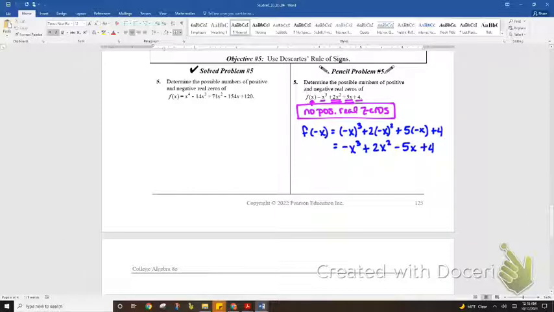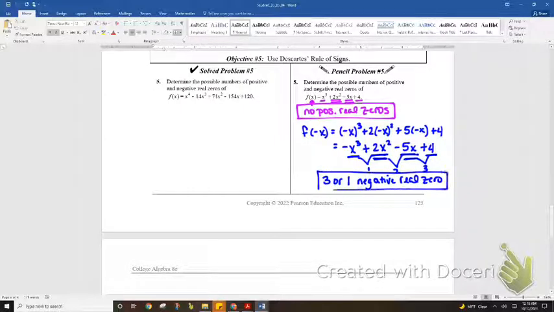Alright, now let's count the number of sign changes here. We go from a negative x cubed to a positive 2x squared. That's a sign change. Positive 2x squared to negative 5x. That's also a sign change. Negative 5x to positive 4. That's a sign change. So I can see that there are 3 sign changes, which means there are 3 or 1 negative real zeros. Remember, you always subtract 2 until you either get to a 0 or a 1. You won't ever have any that's negative, so you can stop there.